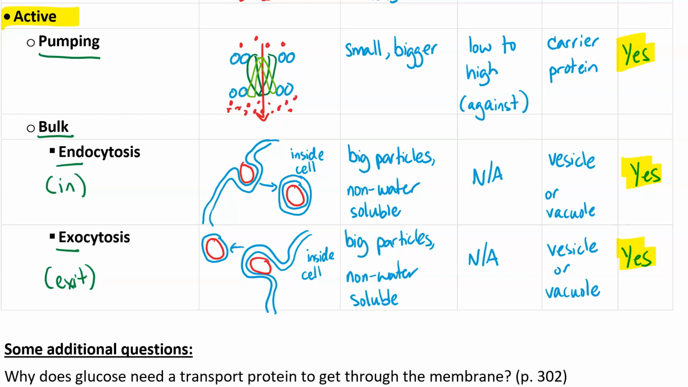This type of transport would be used by much bigger particles that are non-soluble in water. So those particles wouldn't be able to go through either the cell membrane or even through a carrier protein in the membrane. They would have to go through this process of either endocytosis to bring it inside the cell or exocytosis to take that particle outside the cell. And yes, this type of process would use energy in the form of ATP, and that's why it's considered active transport.